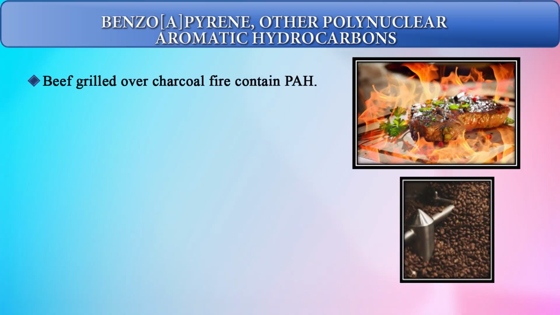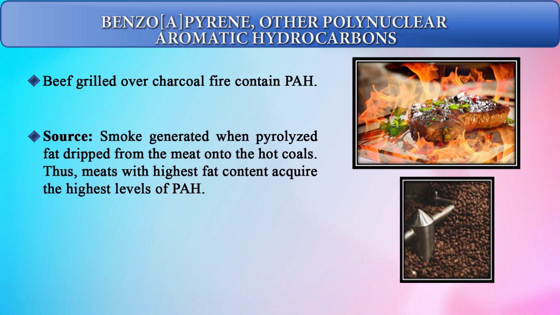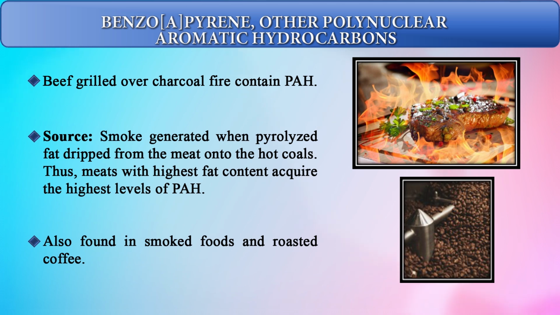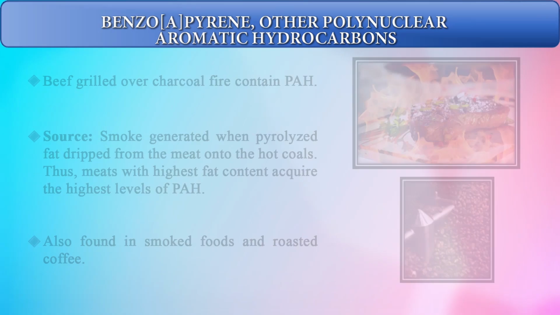Benzopyrene and other polynuclear aromatic hydrocarbons: beef which is grilled over a charcoal fire can contain these polyaromatic hydrocarbons. The source is the smoke that is generated when vaporized fat drips from the meat onto the hot coals. Thus meat with the highest fat content acquires the highest levels of PAH. It is also found in smoked food, and roasted coffee can also be one source of PAH.